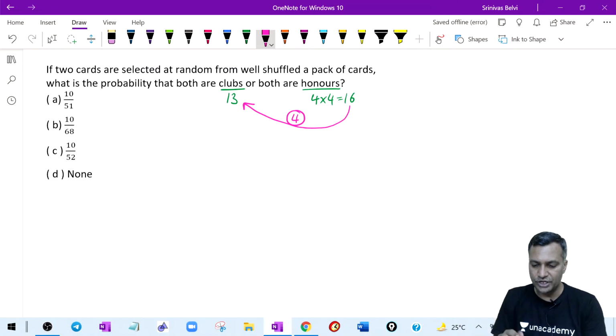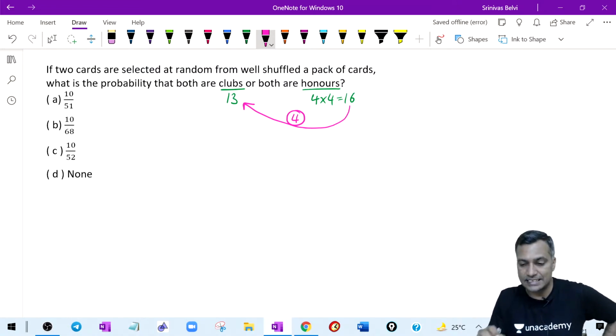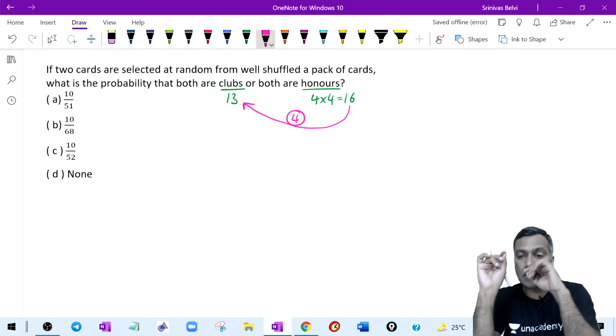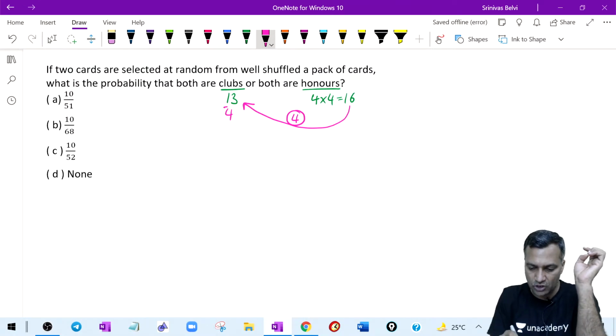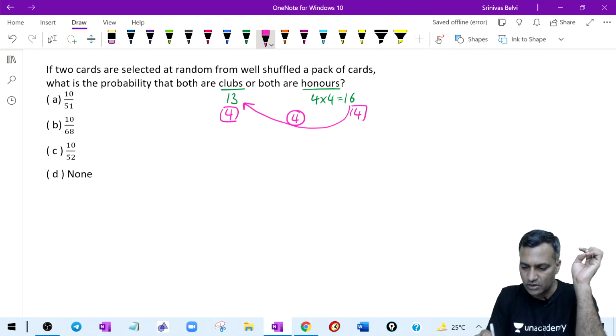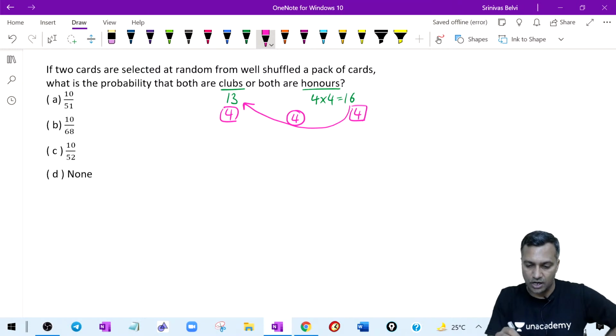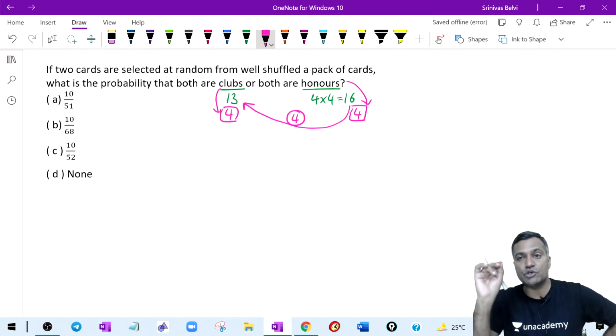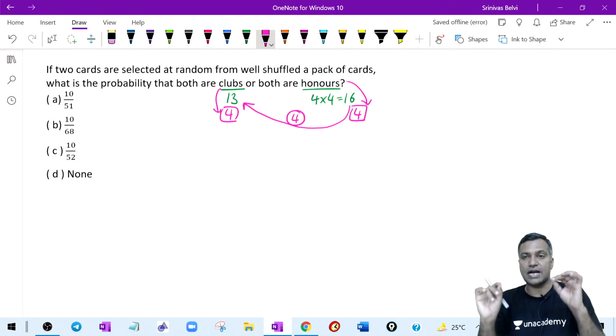Now here we use the union rule of probability, because there will be double counting. There are 4 cards which are common here. The 4 honors cards which are a part of clubs are also counted under honors. We need to be a little careful about this. This is where we make a mistake.